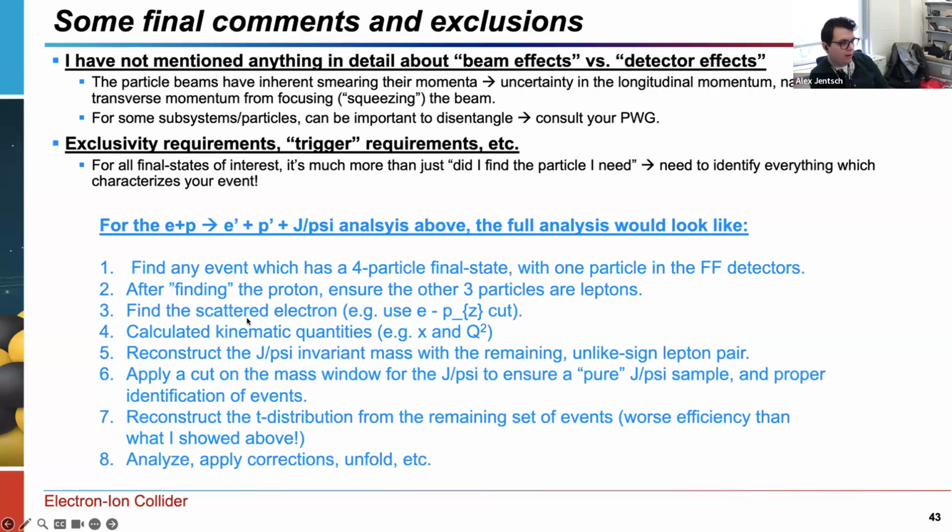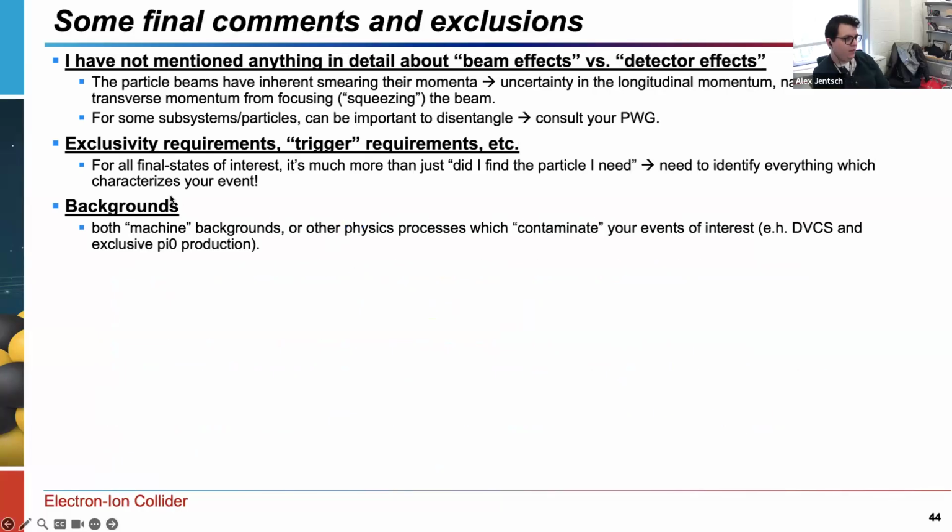And so when you're doing these analyses, this is really what the set of steps looks like for something simple, and this is a simple final state. But in real life, this final state would be sitting in a fairly large background, so it might be kind of hard to find. And that's the last thing here that I haven't really talked a lot about, and that's the backgrounds. So there's machine backgrounds, which we're working on now, integrating with the real events we already have set up in ePIC.